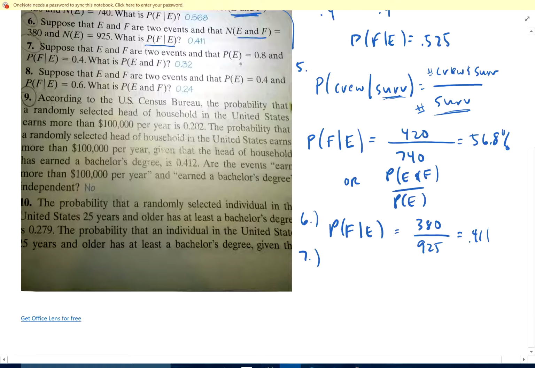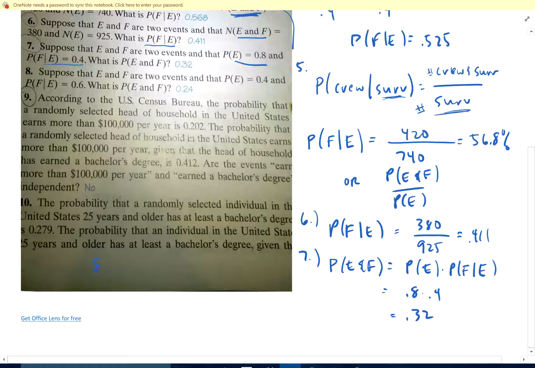E and F are two events. E is 0.8. F given E is this. What's the probability of E and F? It's the probability of E times the probability of F given E. And let's see, that's what we've got. So we've got probability of E is 0.8. Probability of F given E is 0.4. It's going to be 0.32.